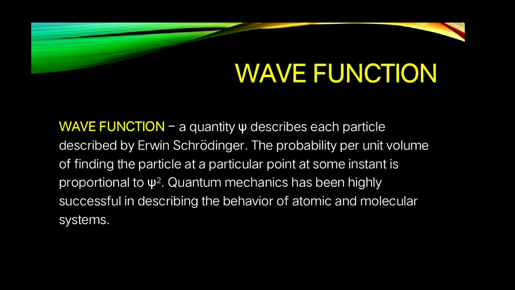Wave function. A quantity described by Erwin Schrödinger describes each particle. The probability per unit volume of finding the particle at a particular point at some instant is proportional to the square of the wave function. Quantum mechanics has been highly successful in describing the behavior of atomic and molecular systems.